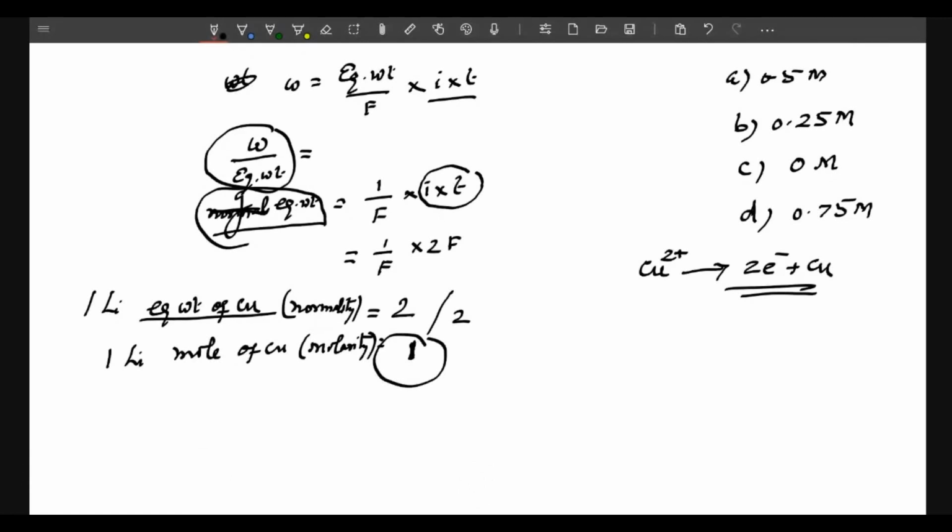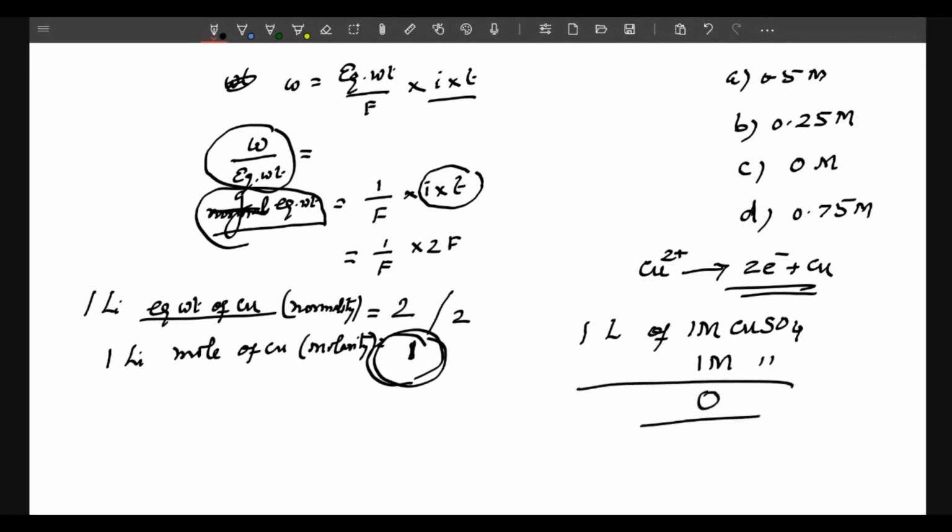What is the initial concentration? They have given that 1 liter of 1 molar copper sulfate has been taken and electrolyzed. How much molarity has been electrolyzed? 1 molar has been electrolyzed. Therefore, what would be the remaining concentration? 0 molar copper sulfate would be present. This is the way you can easily find out.